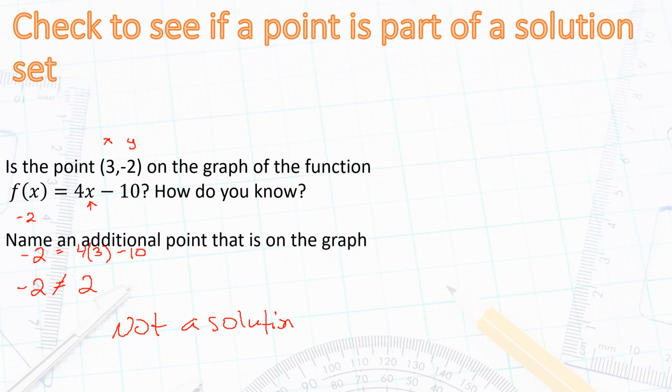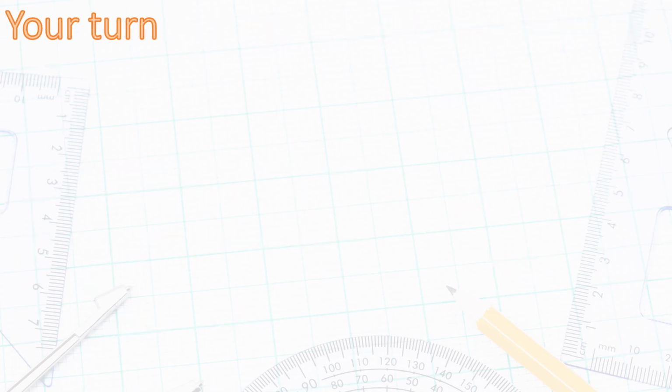Okay, so name an additional point that's on the graph. All you'd have to do is pick any x value and sub it in. So say like f of 3, we would do 4 times 3 minus 10. So 4 times 3 is positive 12, minus 10 is positive 2. So we would say 3, positive 2 is on the graph, and that will be a solution. So when x is 3, y is 2.